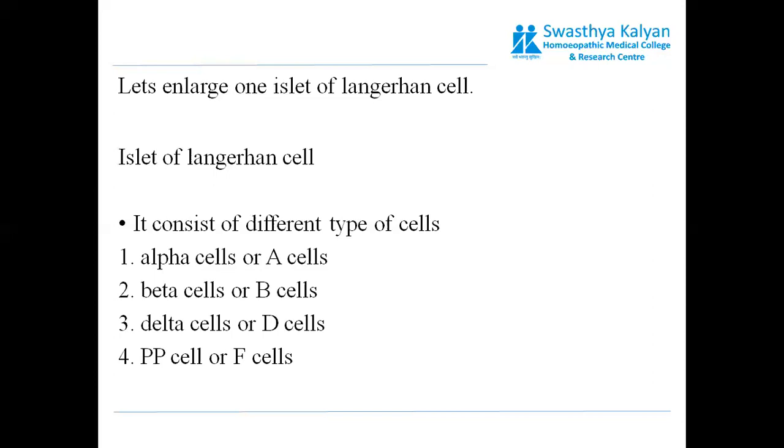So the beautiful women, beta cells, will be in the middle, in the center, because beautiful girls always desire the center of attraction. They want to be in the center. They want everyone to look at them. They want to be the center of attraction. So in every islet of Langerhans, beta cells are present in the central position.